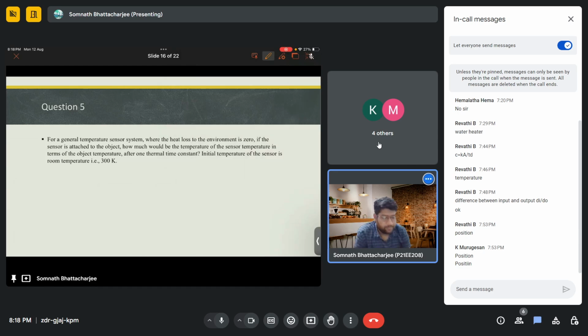So we have a temperature sensor that is like this. It is attached to an object, something like this. So we need to know the temperature of that object itself. After a certain amount of time, that is, we can say one thermal time constant, we need to know this value. The initial temperature of the sensor itself was 300 K.